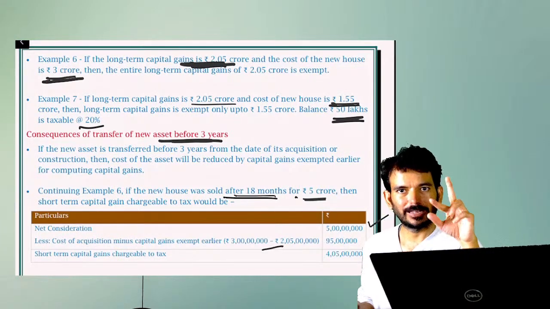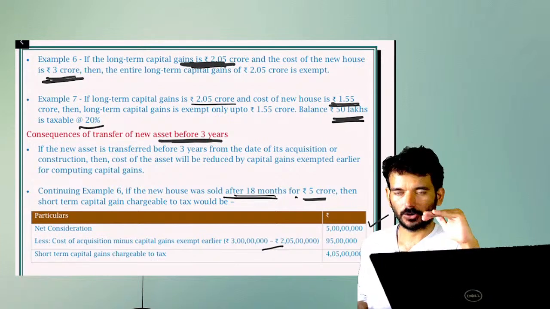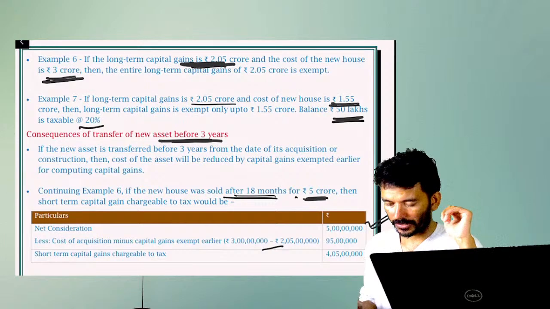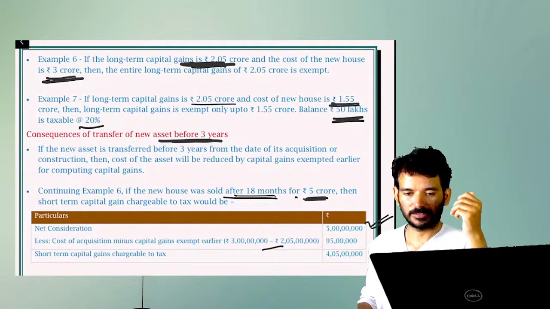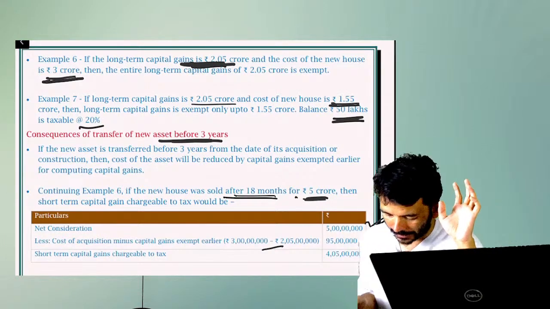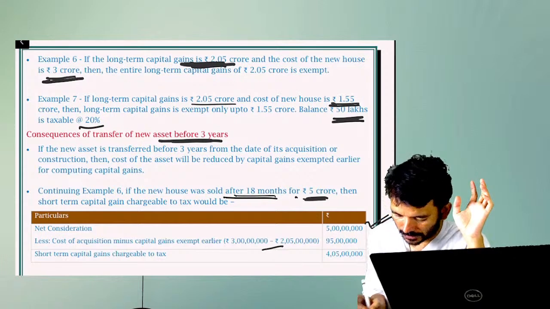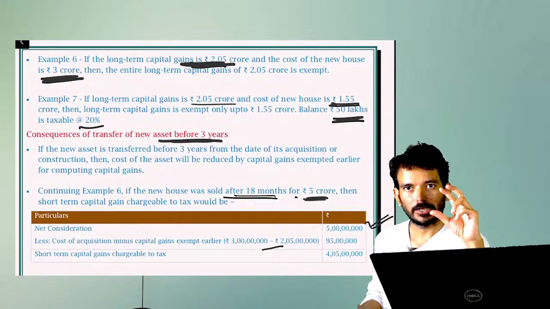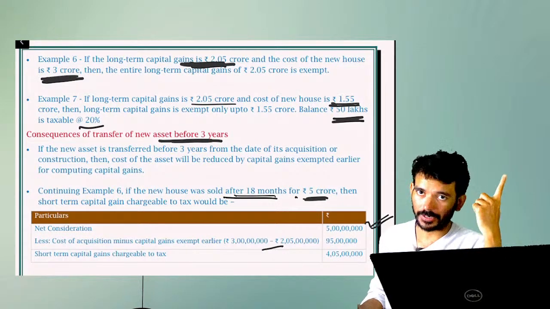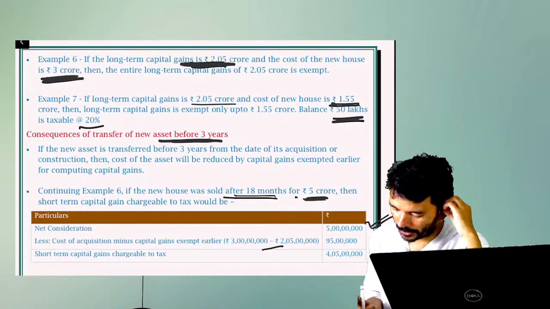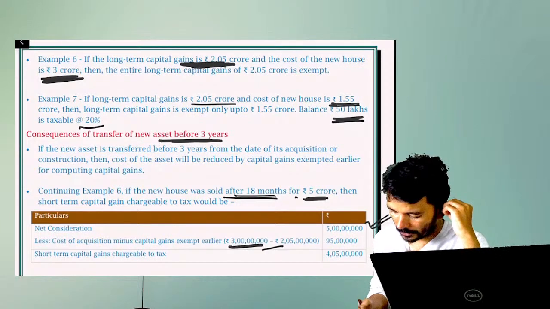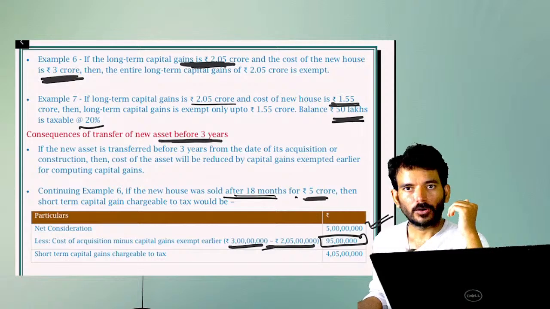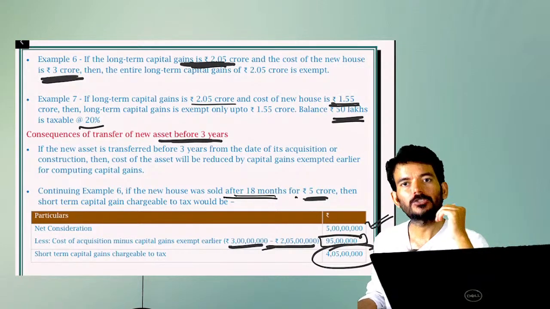18 months it is lesser than 24 months, not a long term, it's a short term. Selling it for 5 crores, that will be the sale consideration, transfer expenses assuming nil. And then cost of acquisition is originally he spent 3 crores, but that is not his cost of acquisition. Out of 3 crores, how much benefit he got, 0.25 crores benefit he got it. So 3 crores minus 0.25 crores, only this much will be his cost of acquisition, remaining will be his short term capital gain.